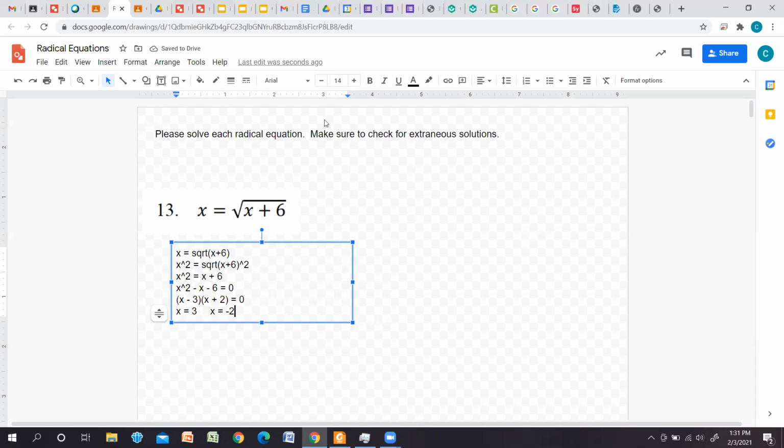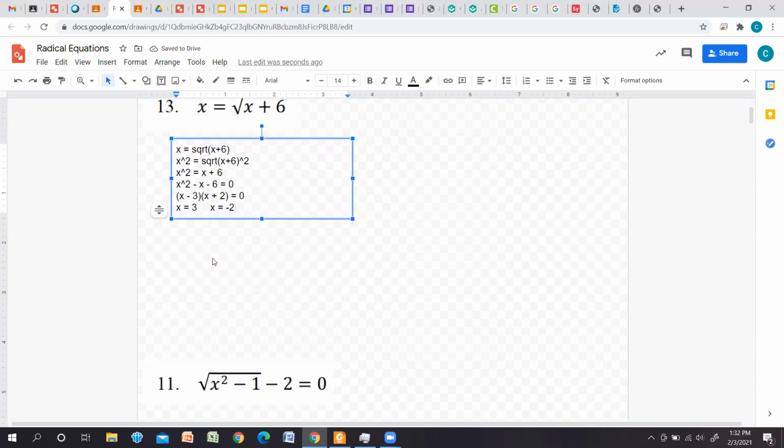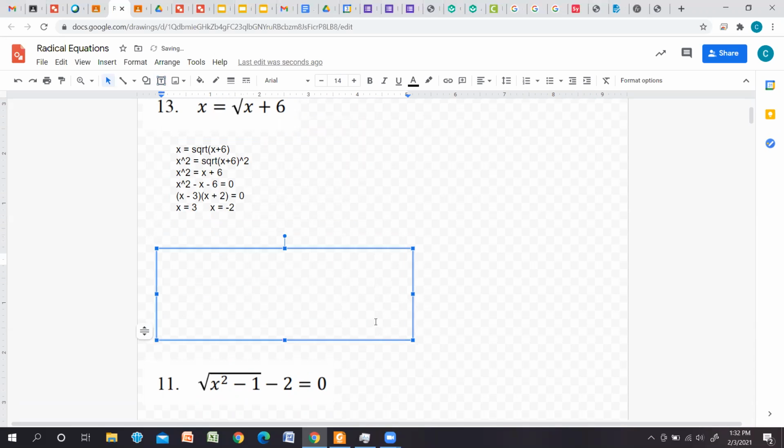Right? Okay, great. So we have those solutions, but now we have to check both of them, to see whether each of them is extraneous or not. So again, you plug it into the original equation and you just simplify. Don't solve, just simplify and see if you get the correct answer.